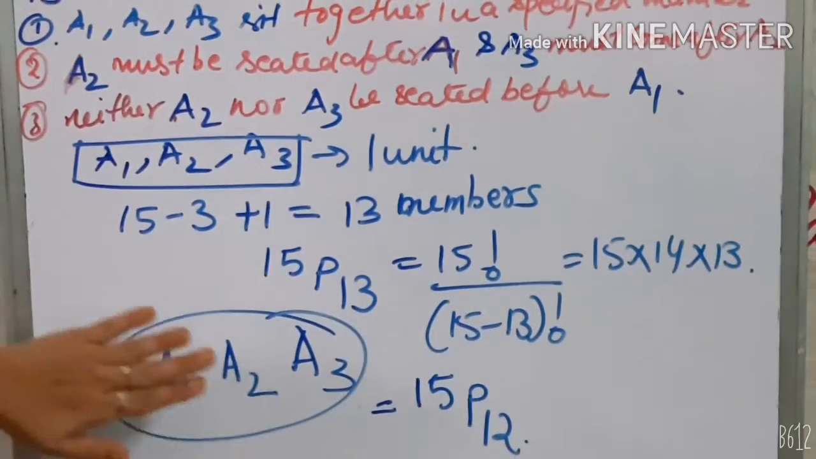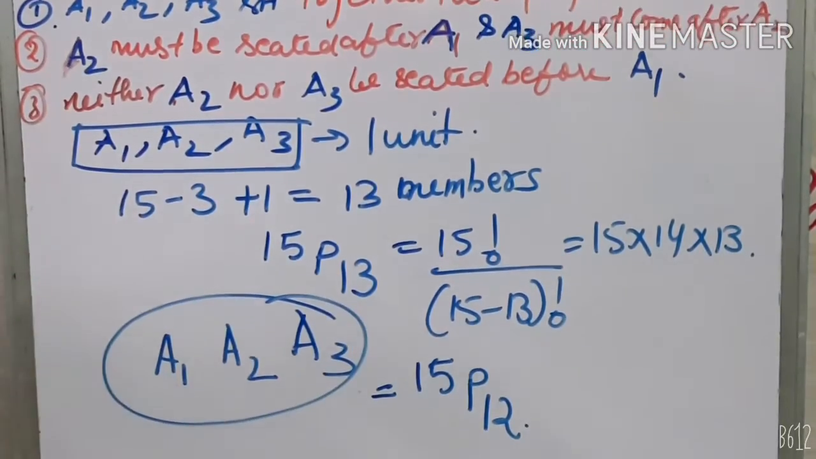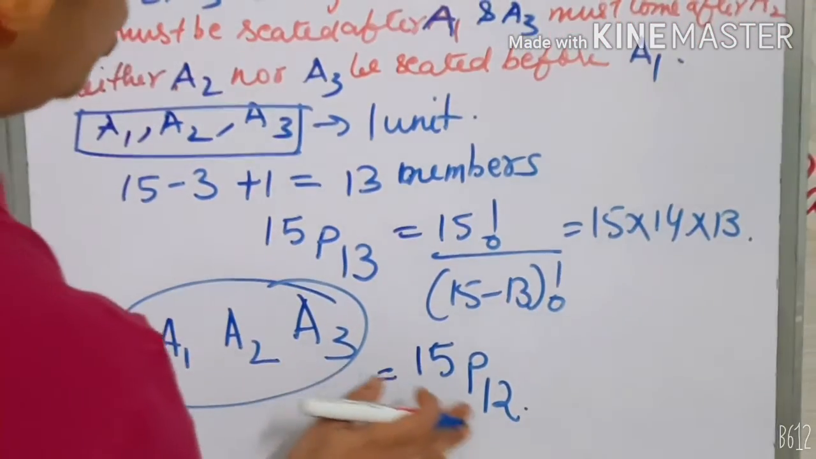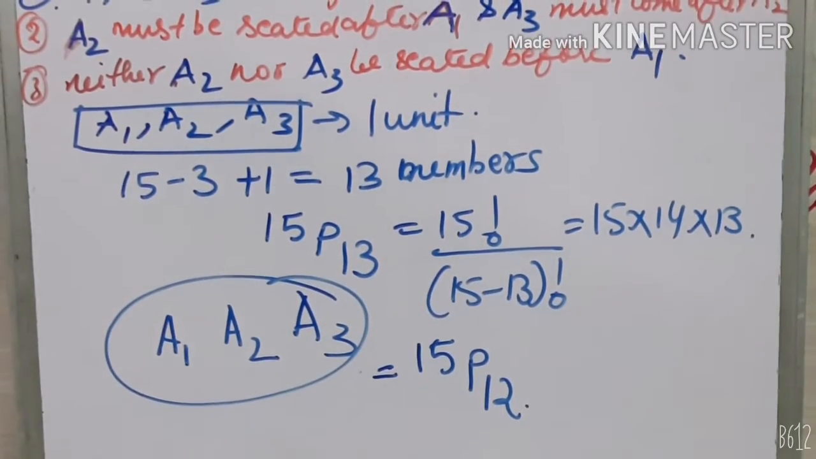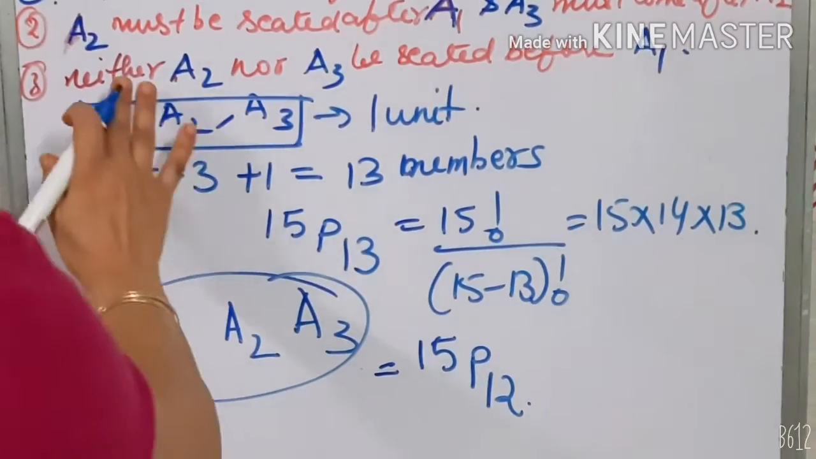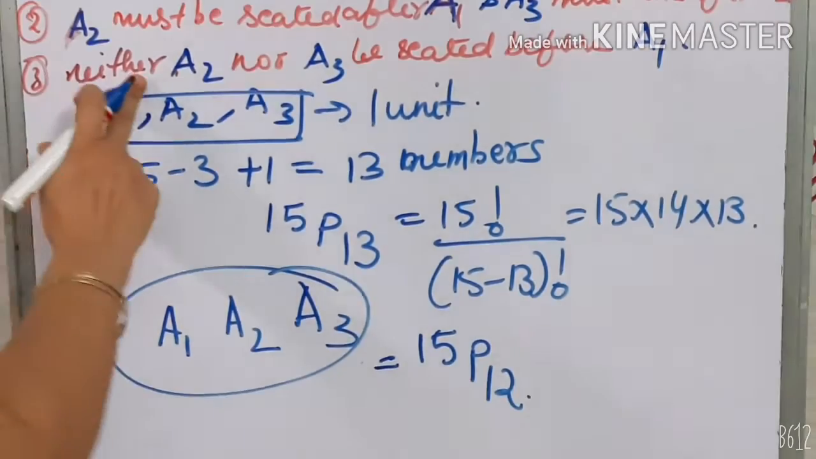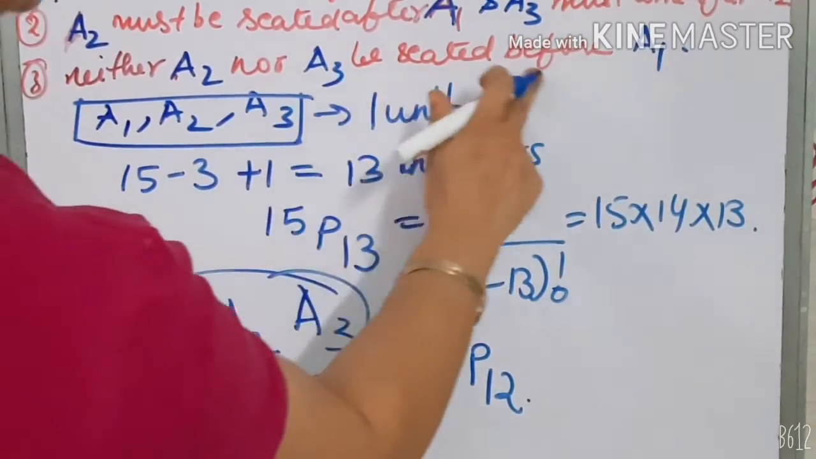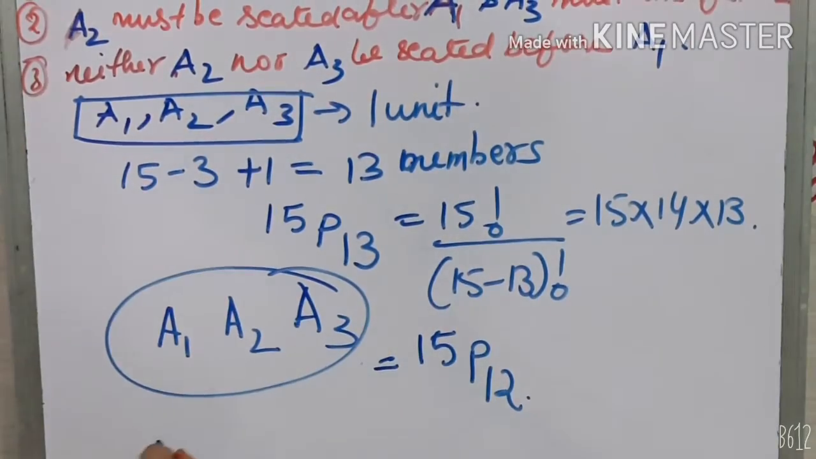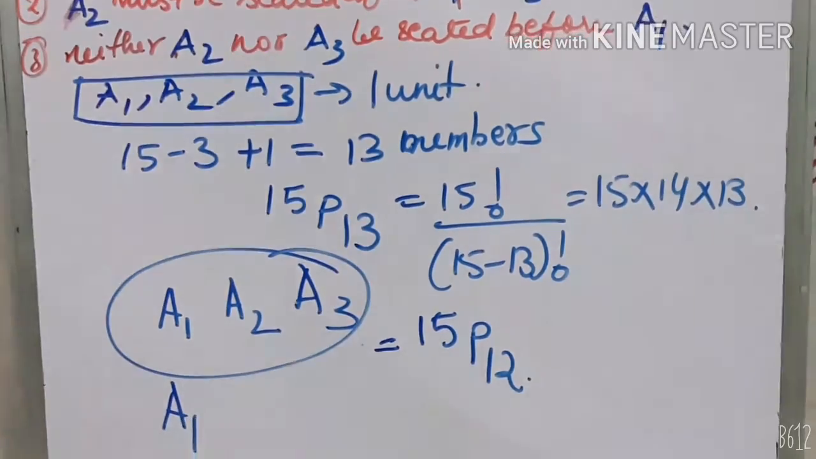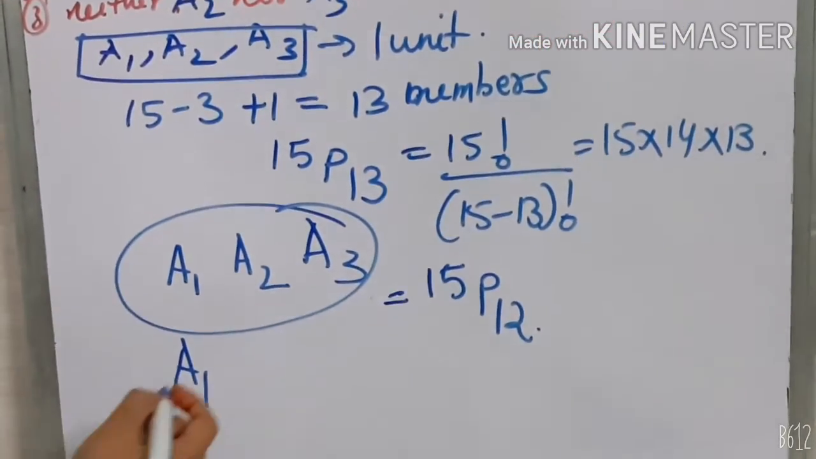So the total becomes 15P12. I did not take the three because they mentioned it should be arranged like that, so I took it as a part. It is only one way, and 1 into 15P12, we need to arrange the 12 students.